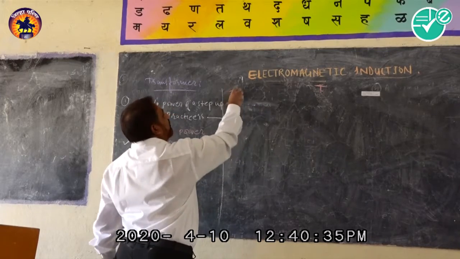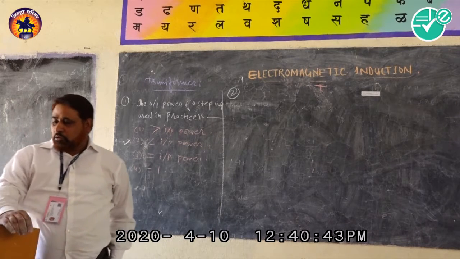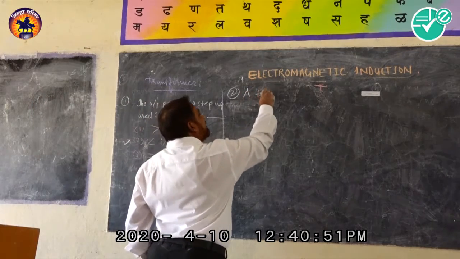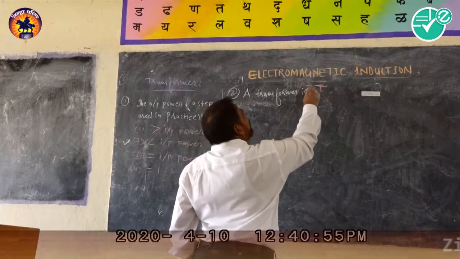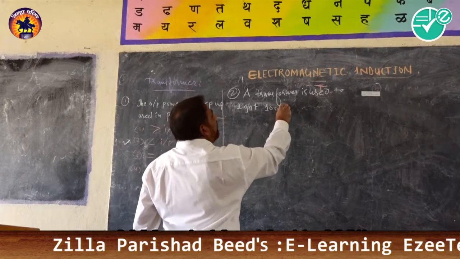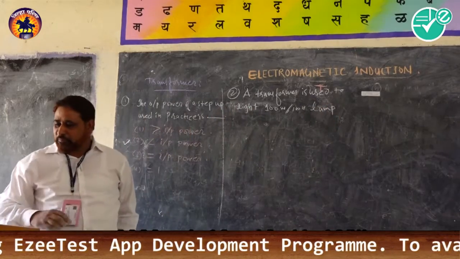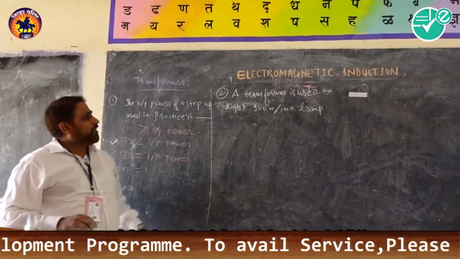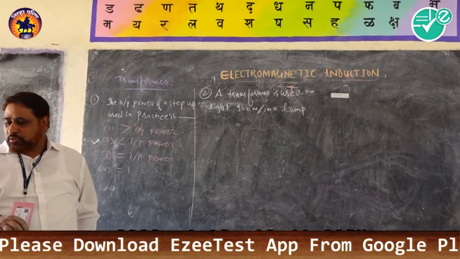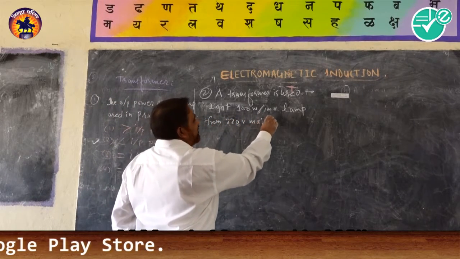Now, let us talk about the second one. A transformer is used to light up a 100-watt, 100-volt lamp from 220 volt mains, means mains supply.